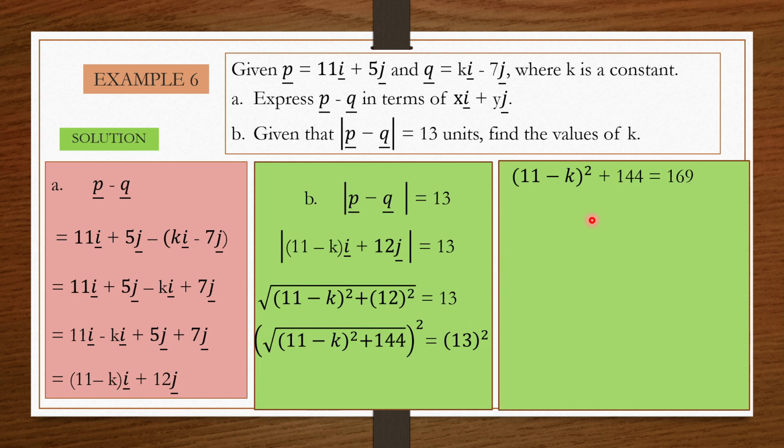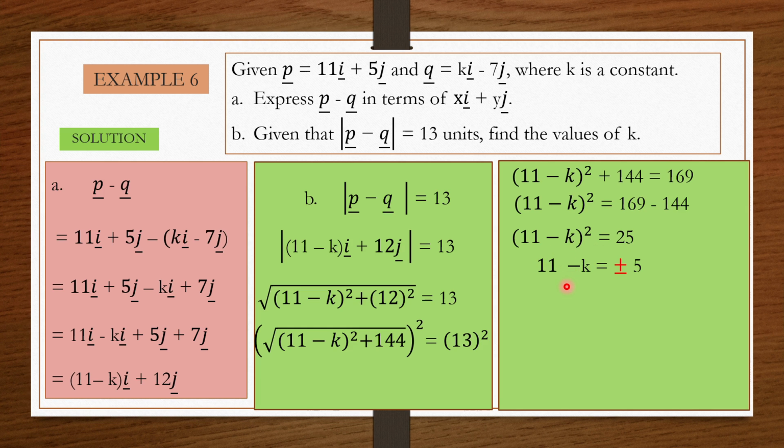So now you have to eliminate the square root, therefore you square both sides of the equation and you will have your equation as this: 11 minus k square plus 144 equals 169. You can move the 144 to the right hand side and you will have minus 144. I'm not going to expand as I said just now. So I'm going to find the square root of this equation. 11 minus k square equals 25. So to eliminate the square, I'm going to square root both sides.